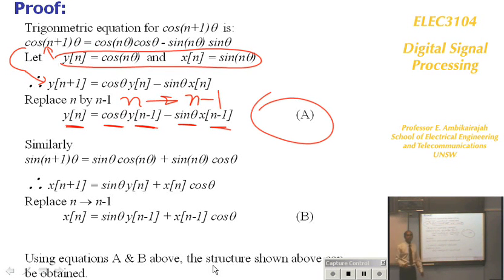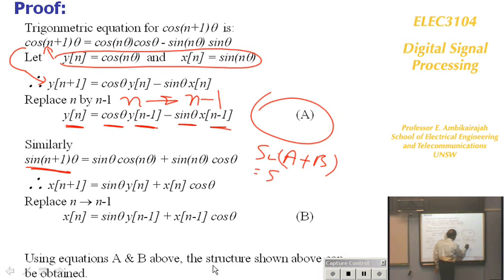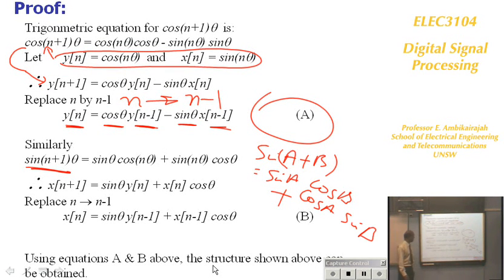Now similarly, I start another trigonometric equation, which is sine A plus B. Sine A plus B is sine A cos B plus cos A sine B. Correct? And that's the equation. I've done it.